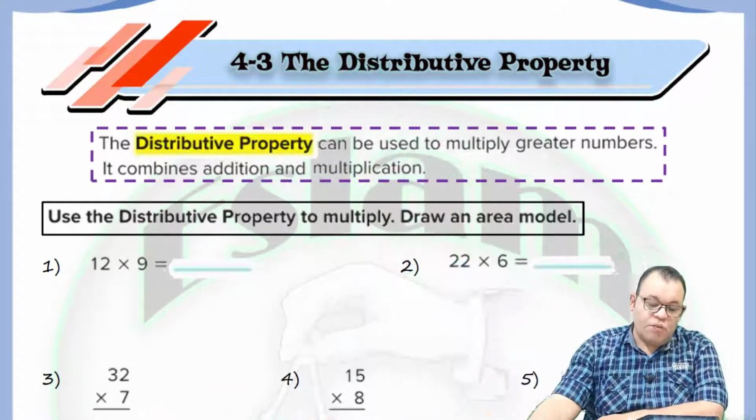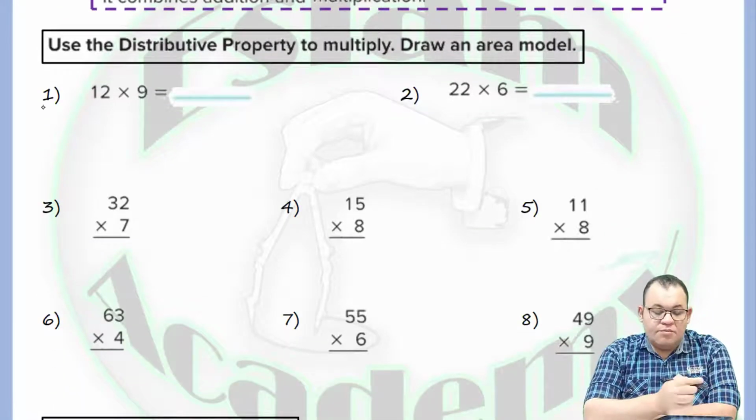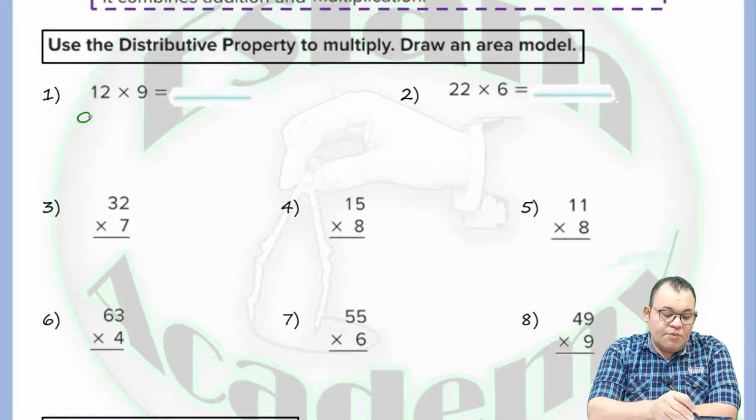So in question number 1, we need to use the distributive property to find the product. We have here 12 multiplied by 9. To solve this question using the distributive property, look at the greatest number and write it in expanded form. So it will be 9 multiplied by, we can write 12 as 10 plus 2.